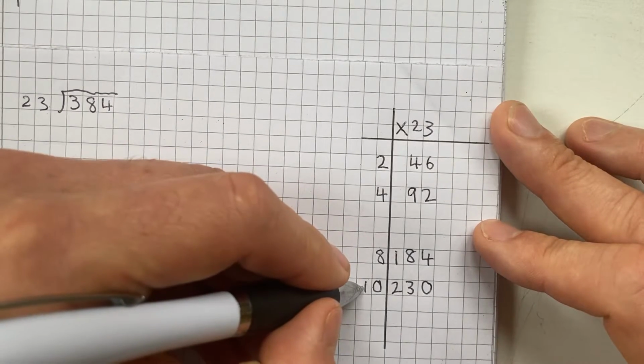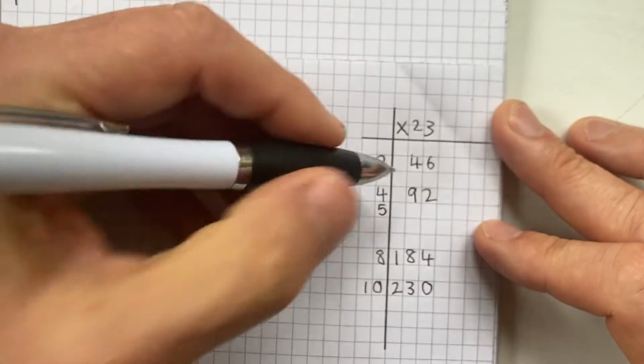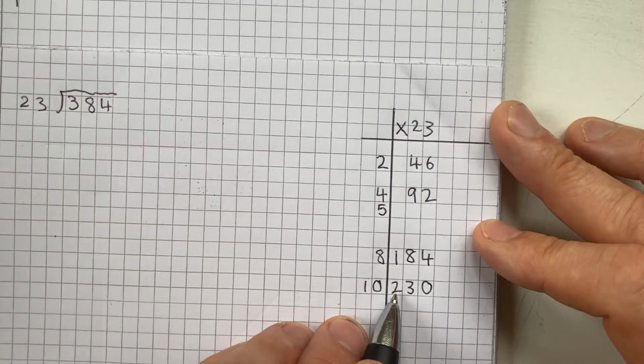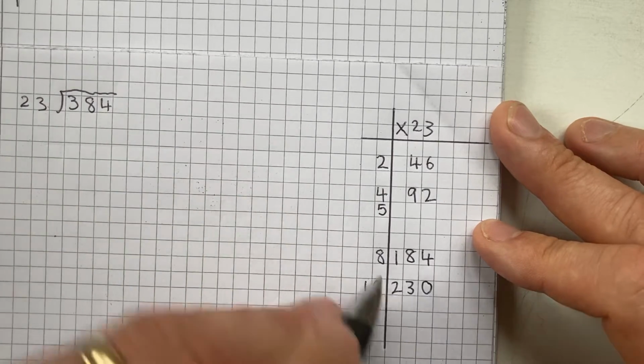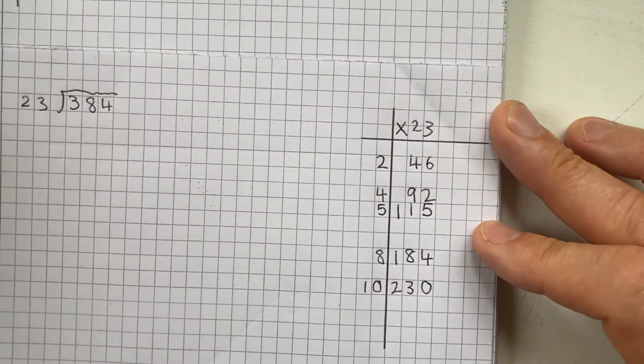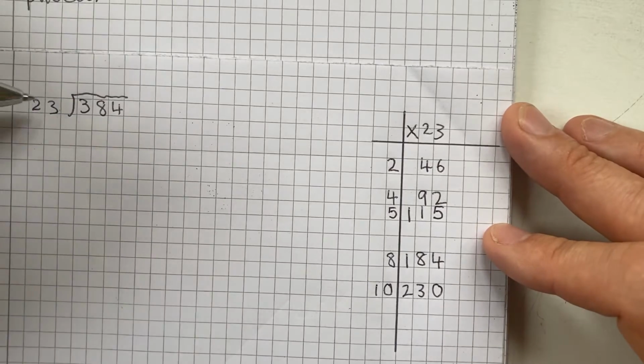I'm going to get a fifth one now. Half of 10 is 5. So I can work out 5 times 23 by halving this number here. Half of 230 is 115. Okay, I'm going to start with that and see how I get on.